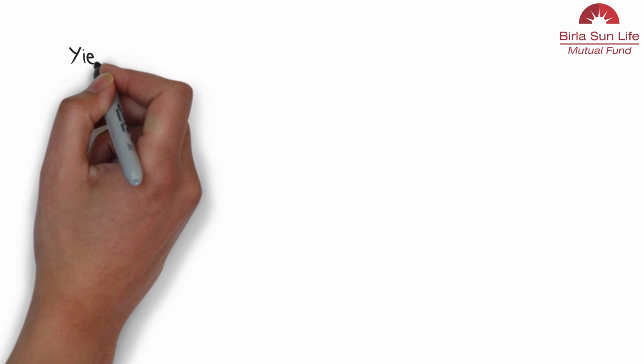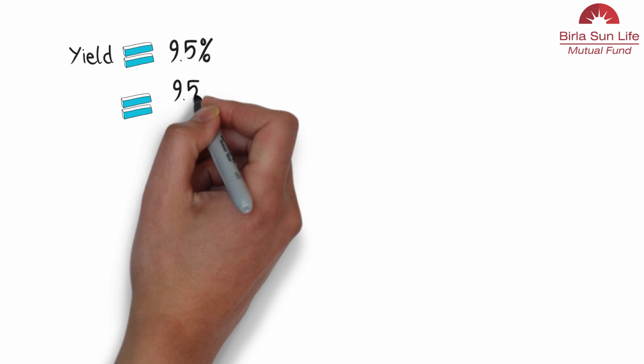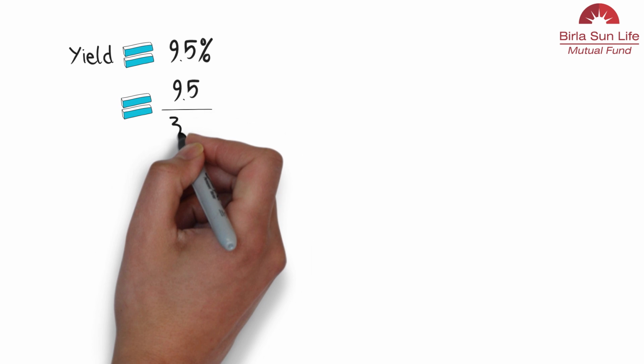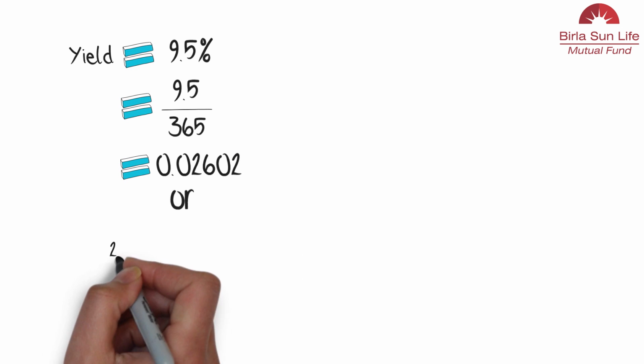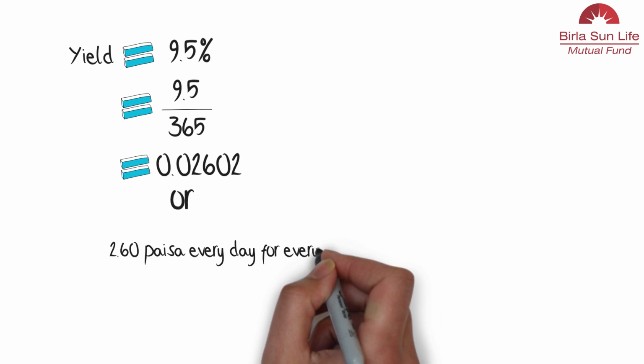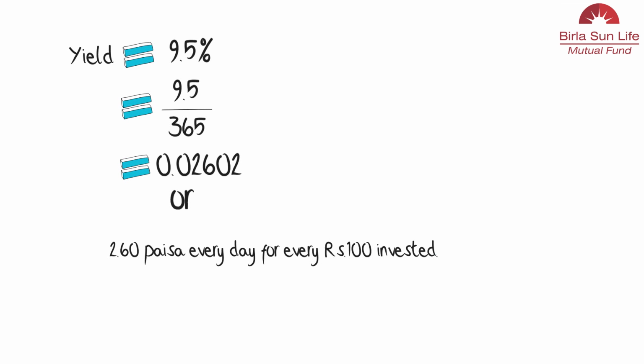Assume that a fund's yield is 9.5%. This means that the fund earns 9.5 divided by 365, which is equal to 0.02 or 2.60 paise every day for every rupees 100 invested. This 2.60 paise is the accrual income of the fund.